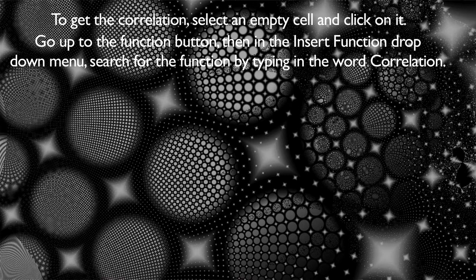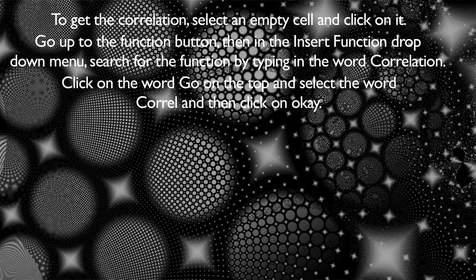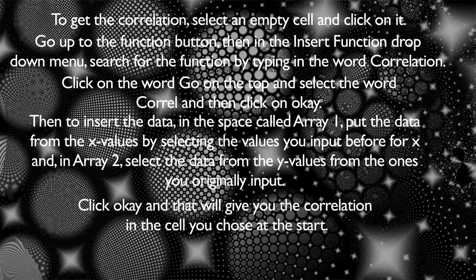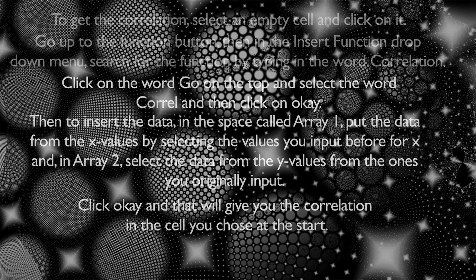To get the correlation, select an empty cell and click on it. Go up to the Function button and then the Insert Function drop-down menu. Search for the function by typing in the word correlation. Click on the word Go at the top and then select the word CORREL, and then click OK. Then to insert the data, in array 1, put the data from the x values by selecting the x values you put in before for x, and in array 2, select the data from the y values you put in before for y. Click OK, and that will give you the correlation in the cell you chose at the start.